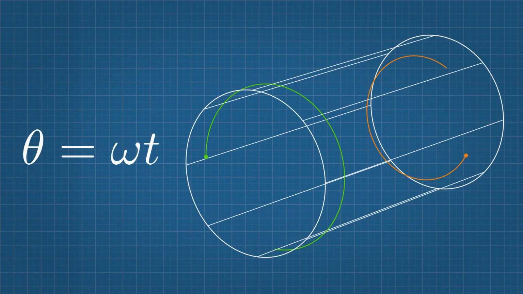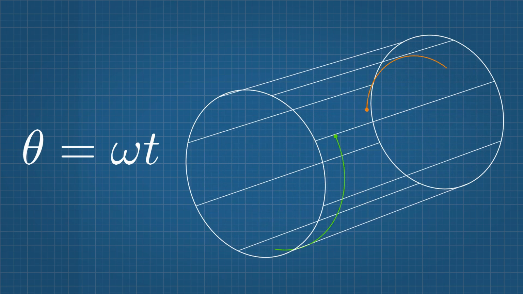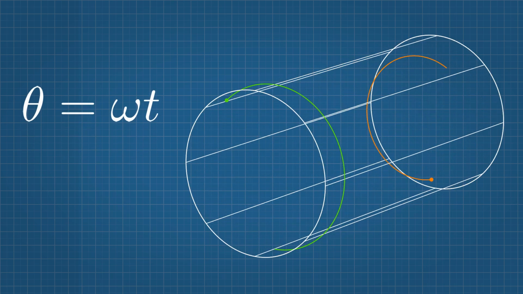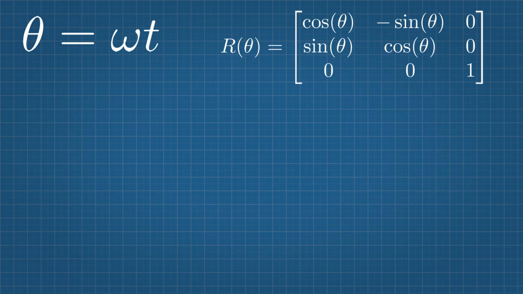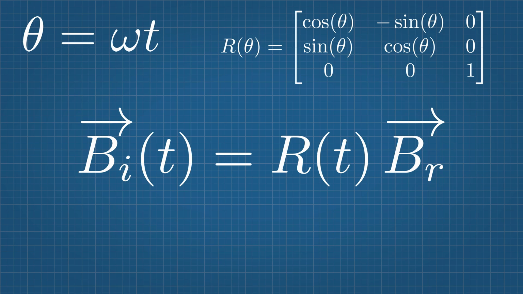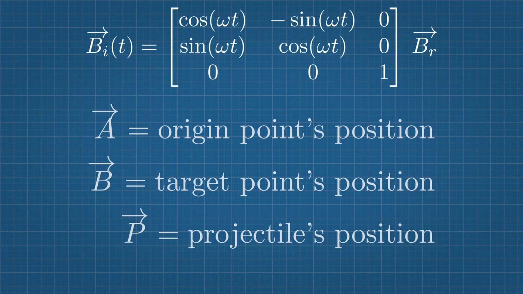Since the angular velocity omega is constant in this case, the angle of the frame for any time t is simply theta equals omega times t. Using the typical direction cosine matrix or rotation matrix, we can transform the position of the target from the rotating frame to the inertial frame. Let's clarify the notations here. Everything with the subscript I is expressed in inertial frame, while the subscript r designates the rotating frame. Also, we will call A the initial point from which the projectile is launched, B the target, and P the position of the projectile. Before we can keep going, we need to arbitrarily decide of a time of flight, delta t.